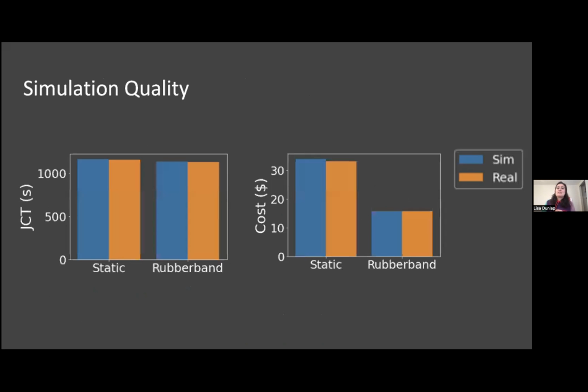So here are some end-to-end results. Comparing to some fixed cluster methods, this just shows that our simulation quality is pretty good. This graph shows that the simulated predictions of the job completion time and cost when running a 20-minute experiment are pretty similar to the real job completion time and cost when running on, what did we run on? P3.8xlarge instances. And so we've shown that the simulation is pretty accurate.